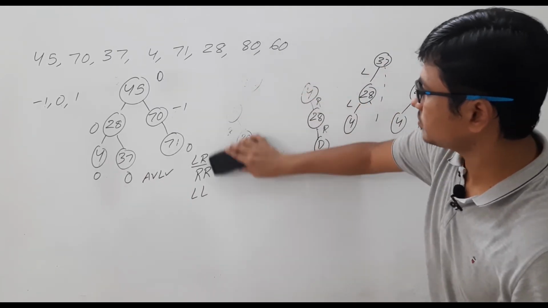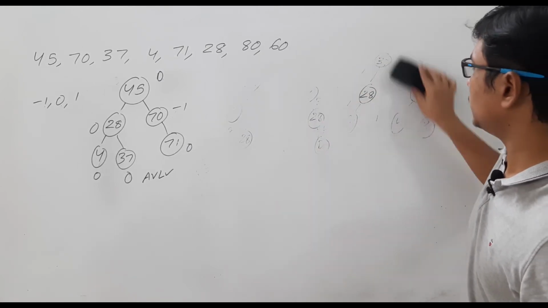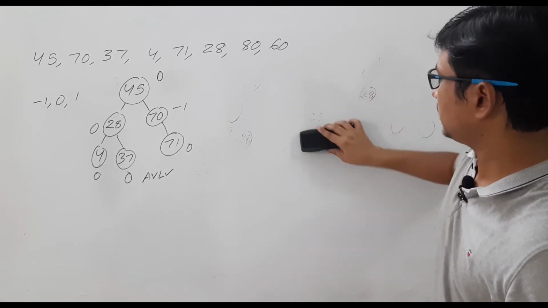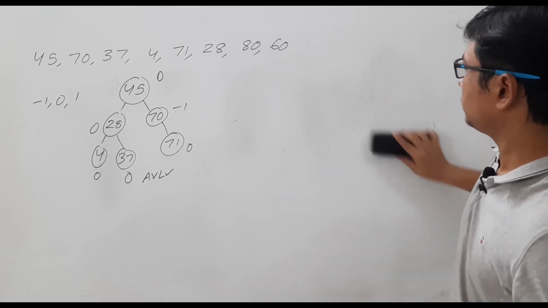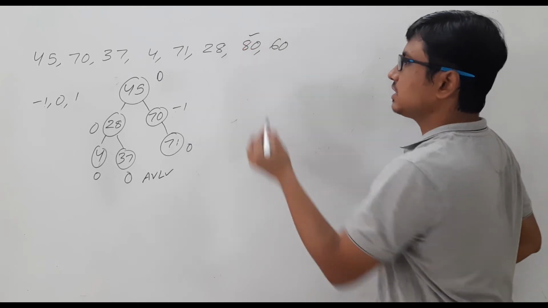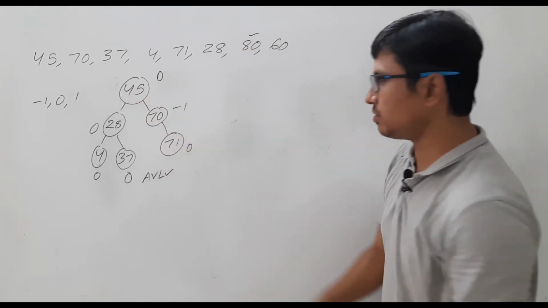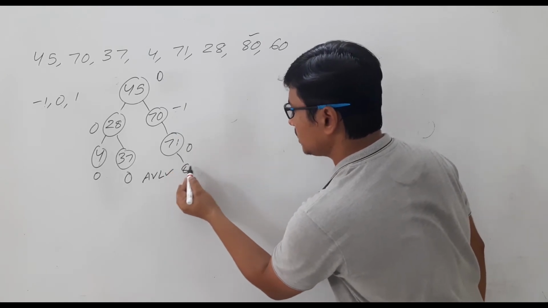Okay. Now you have to insert 80 because you have inserted 28. Let me erase this one. Now you need to insert 80. Now where you need to insert 80? 80 is greater than 45, greater than 70, greater than 71. So you need to insert 80 here.